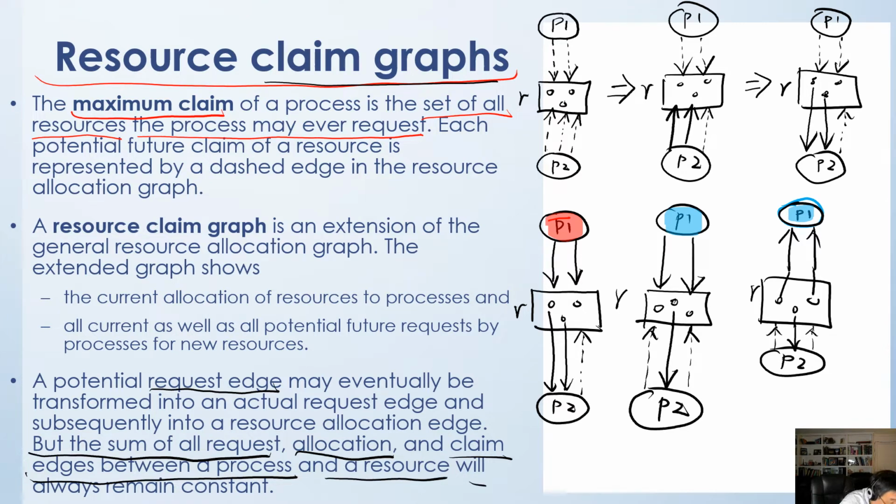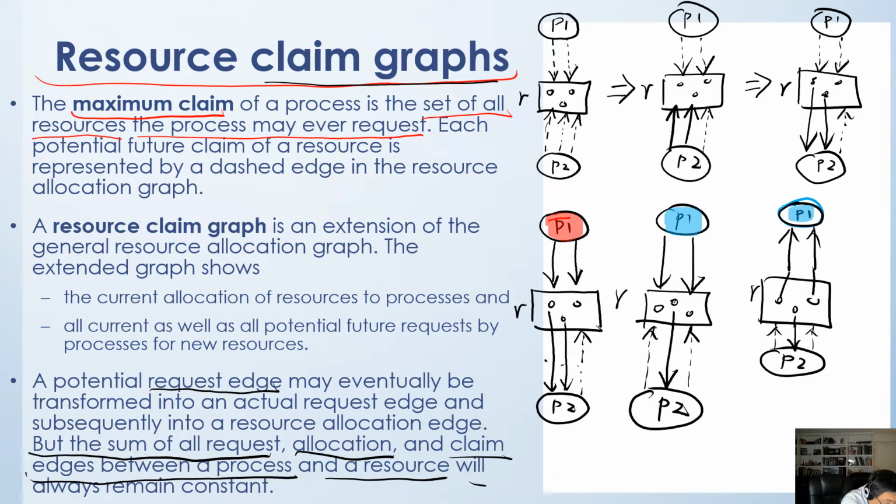Okay. So if the maximum claim for process 2 is 3, the process 2 can only make a maximum of 3 actual requests. Or you can make 2 requests and 1 claim. So the maximum is going to be 3, right? It doesn't matter whether these 3 are all claims or all requests or all allocations. So there are only 3 lines between the resource and P2.